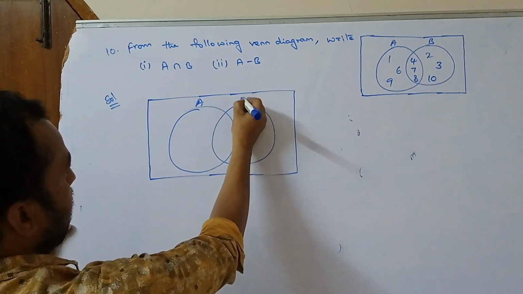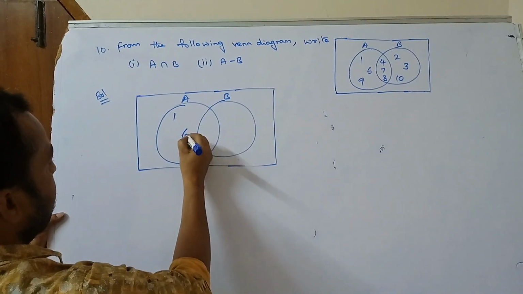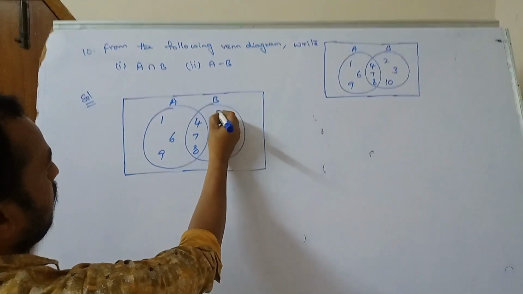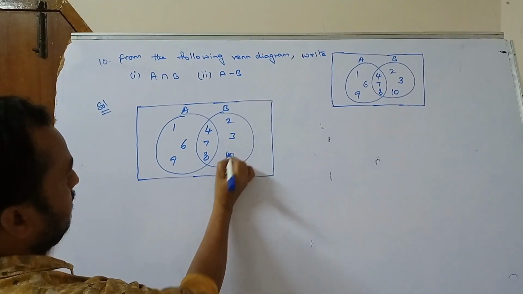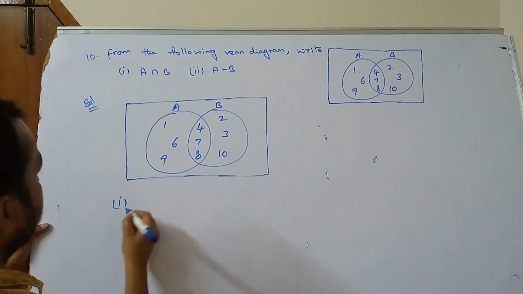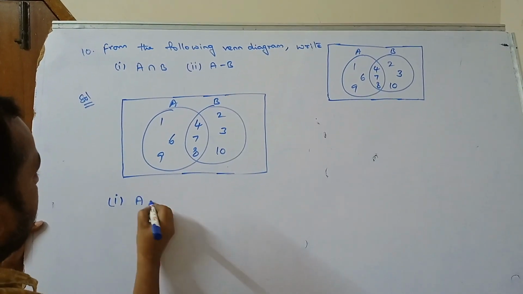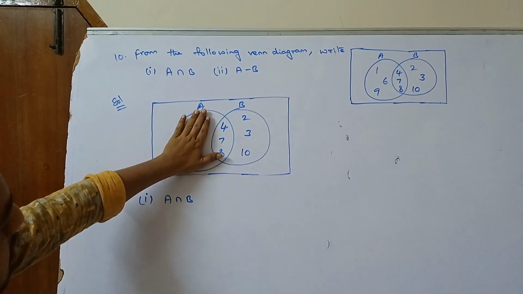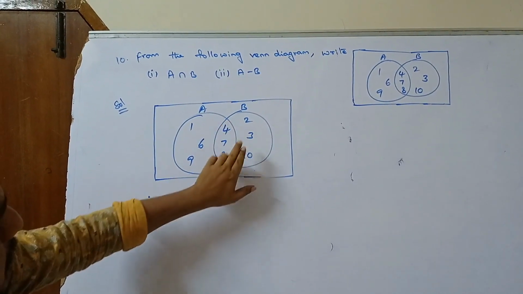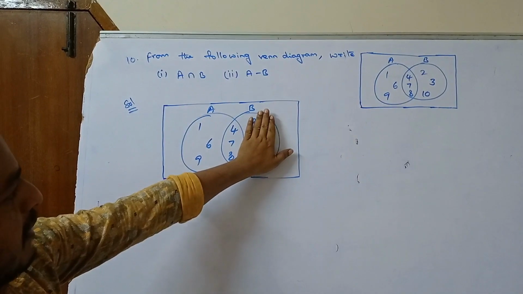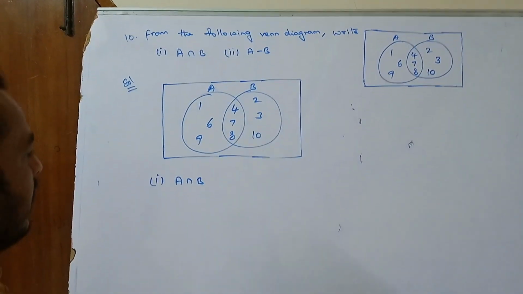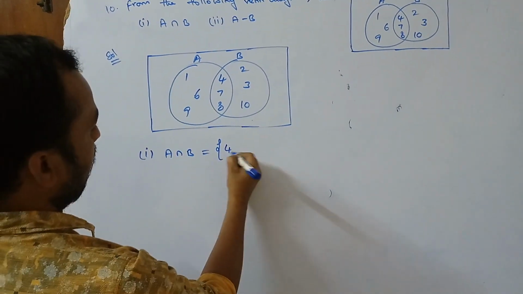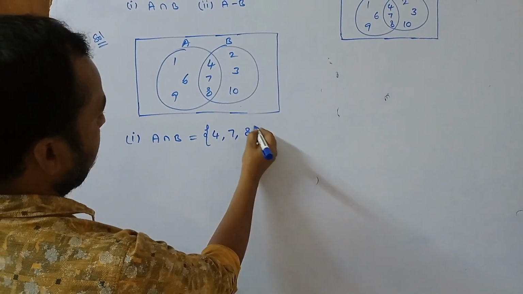A, B, 1, 6, 9, 4, 7, 8, 2, 3, 10. Now first one, A intersection B. Here, this part is A minus B, the middle part, the common part, is A intersection B, and this part is B minus A. Now here, A intersection B means the middle part: 4, 7, 8.